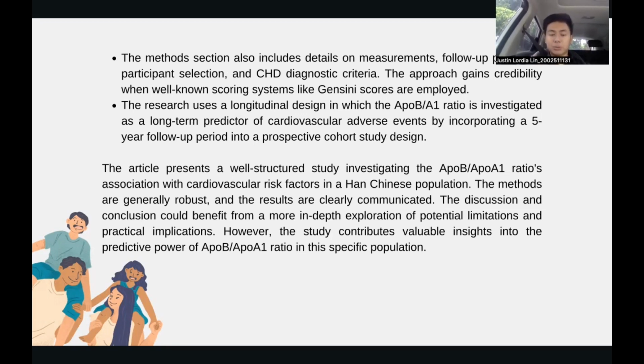The article presents a well-structured study investigating the ApoB/ApoA1 ratio's association with cardiovascular risk factors in the Han Chinese population. The methods are generally robust and the results are clearly communicated. The discussion and conclusion could benefit from a more in-depth exploration of potential limitations and practical implications. However, the study contributes valuable insights into the predictive power of the ApoB-ApoA1 ratio in a specific population.